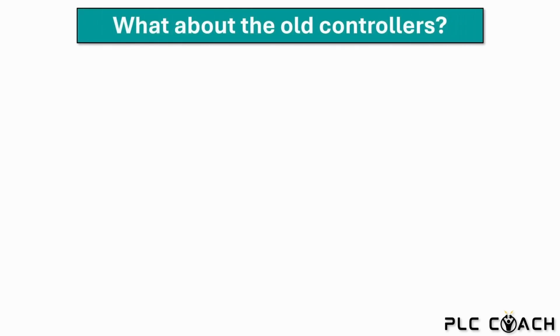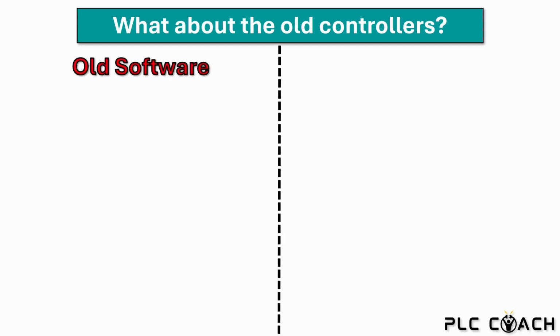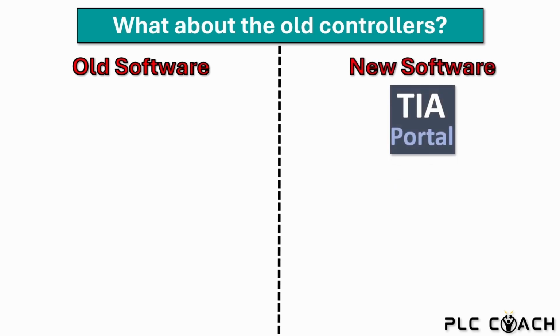At the end of the video, I would like to clarify one last question with you. How do you program the older Simatic S7 controllers? Well, what we don't know yet is that Siemens offers an old and a new programming software. We are already familiar with the new software, the TI portal. You write the PLC code with the tool Step 7, which is part of the TI portal.